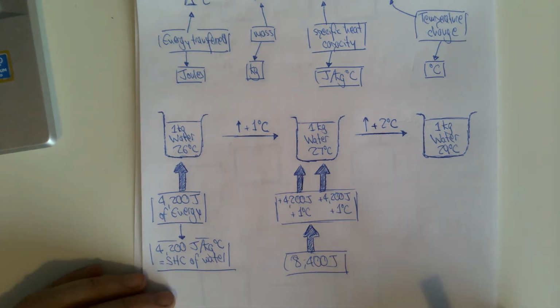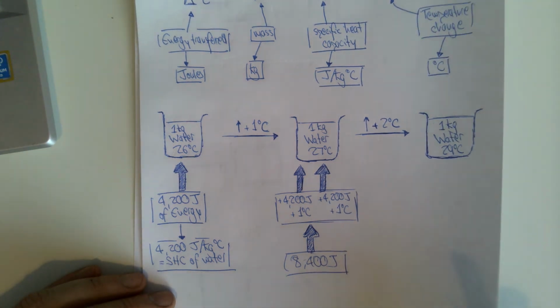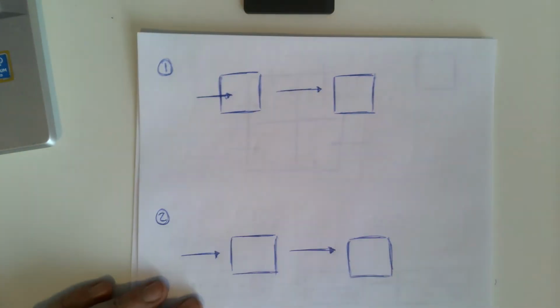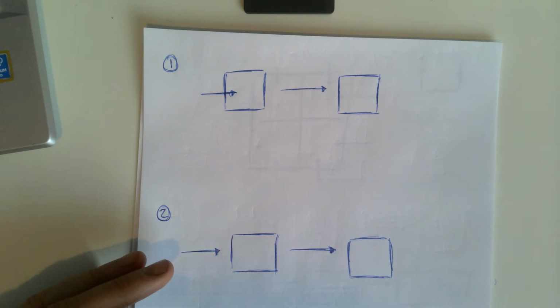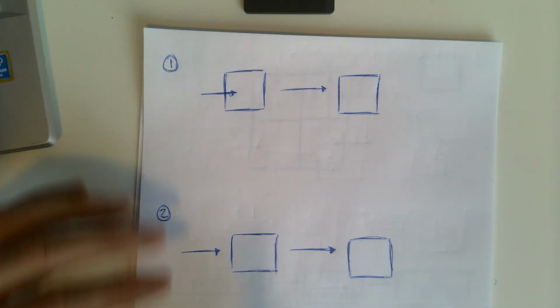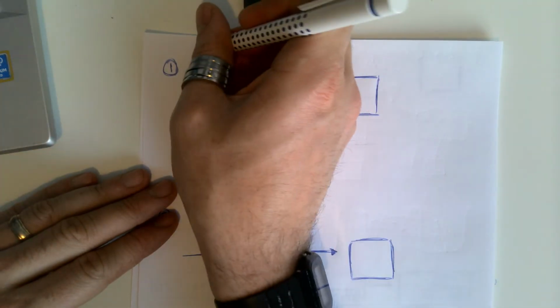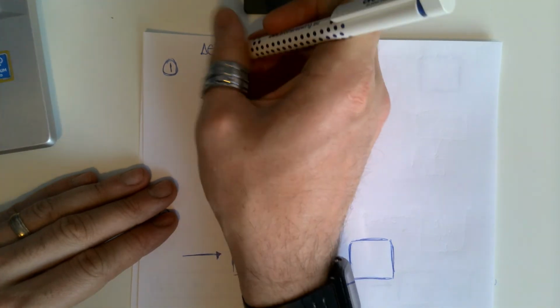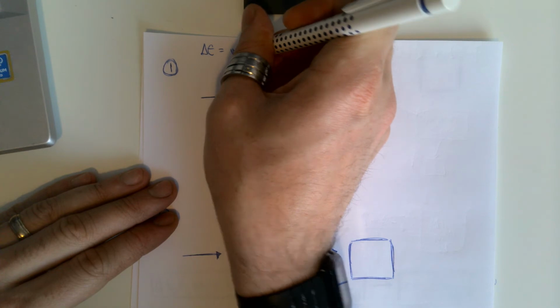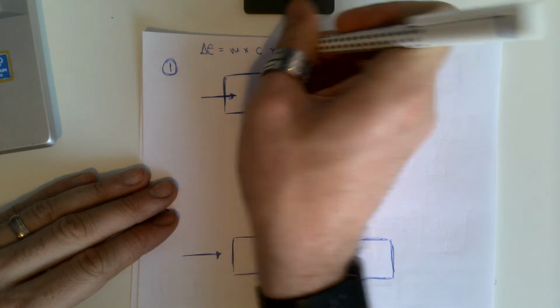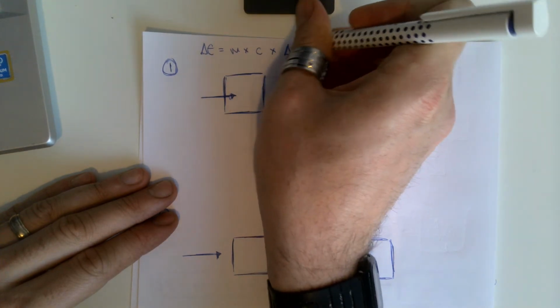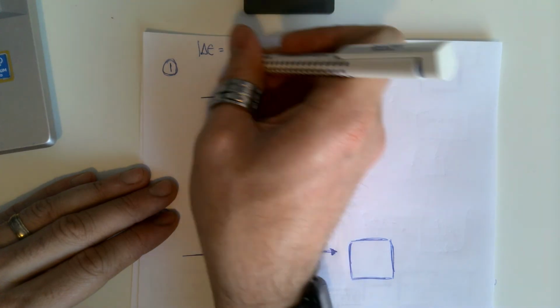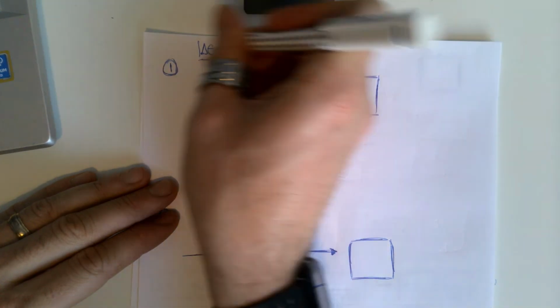We can apply this to different contexts. So let's have a look at some examples. You can go through these worked examples with me as we go. If we think back to our equation, we've got change in energy equals mass times specific heat capacity times change in temperature. So if we bear that in mind.